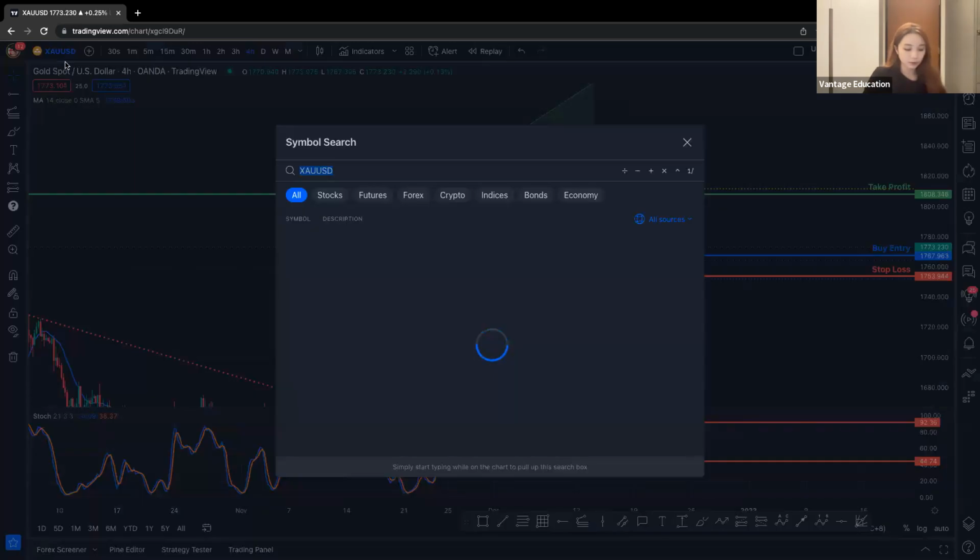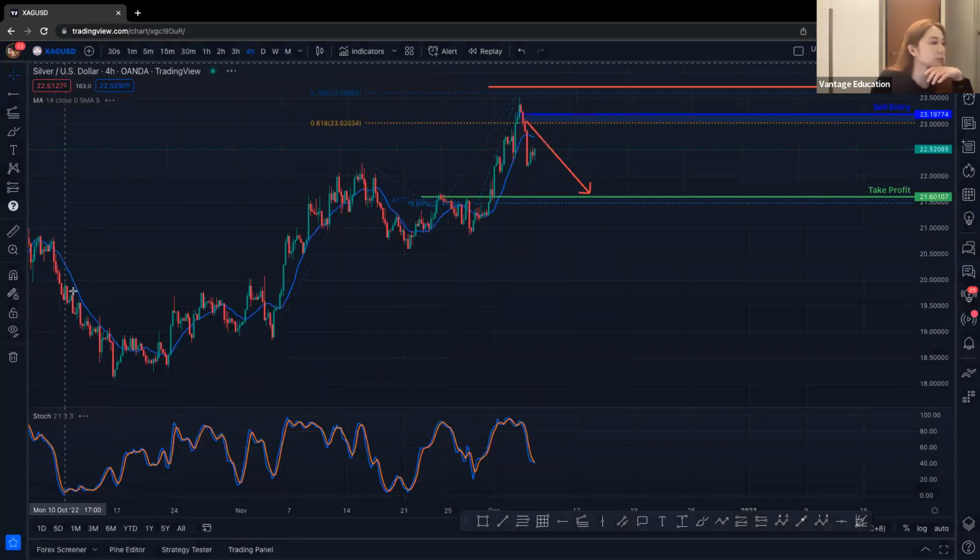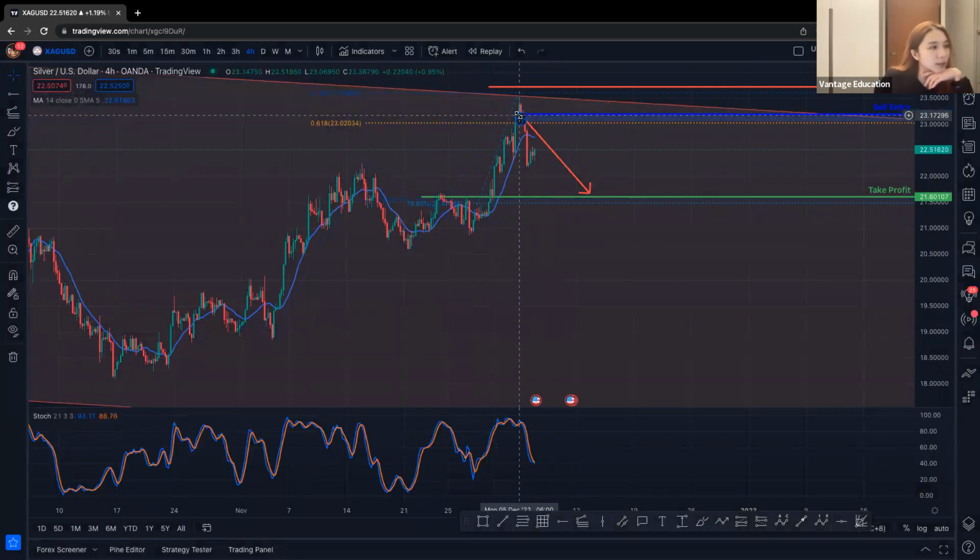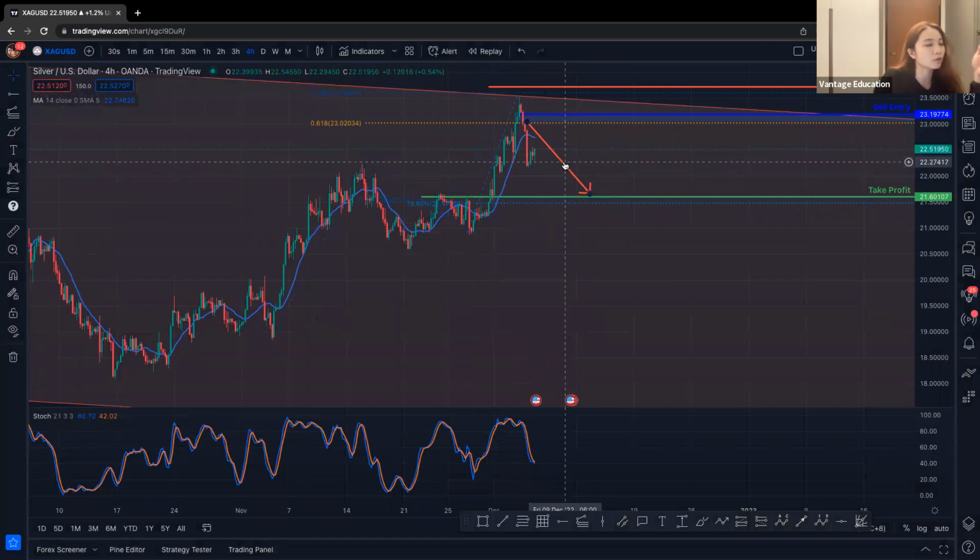Okay, let's do silver. Yeah, this was actually done yesterday. Very nice analysis just right before the stop loss and interacting with our downward resistance channel. Now we are moving downwards from the sell entry, and now we can see that price is also below our moving average, which gives us a bit more confidence in the price going below.